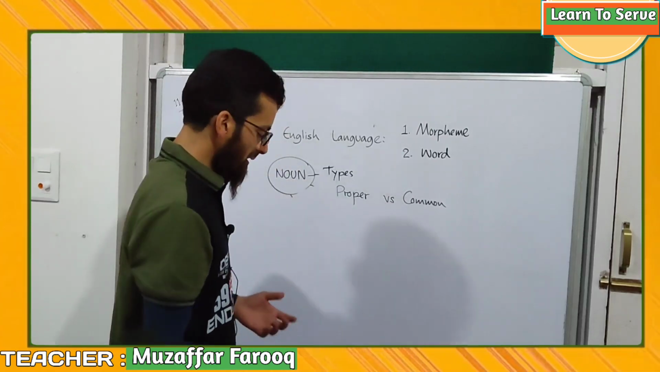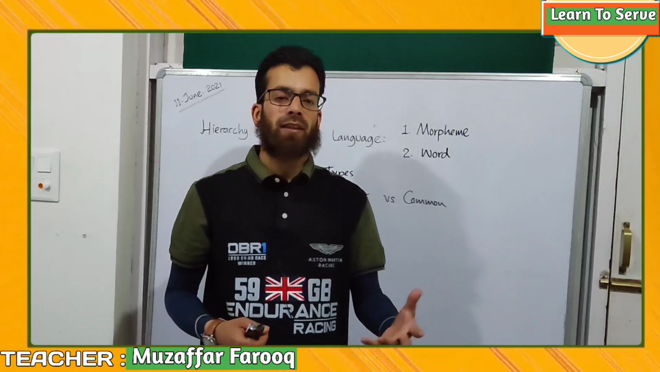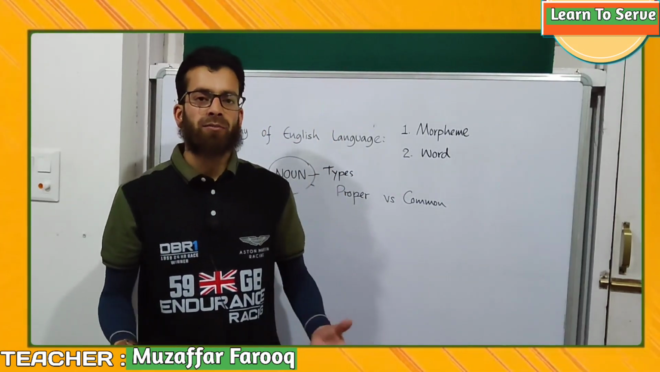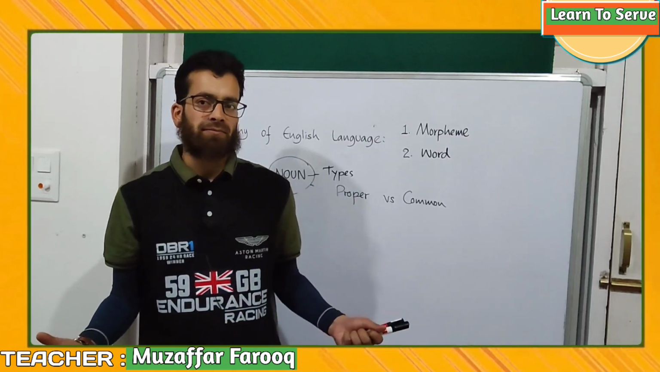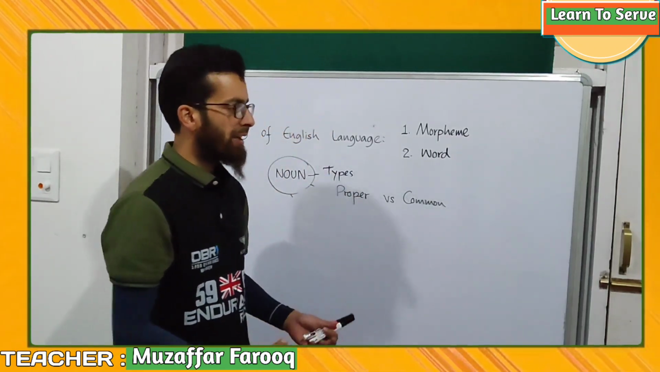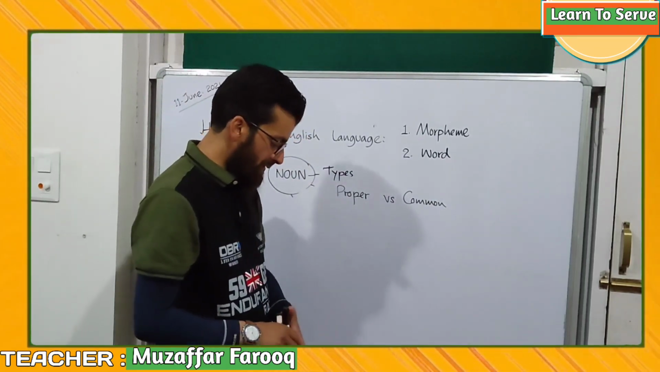These are the personal proper nouns. And sometimes we have geographic names like Kashmir, like Jammu, like USA, like England, like Turkey. So these are geographic names, proper nouns.